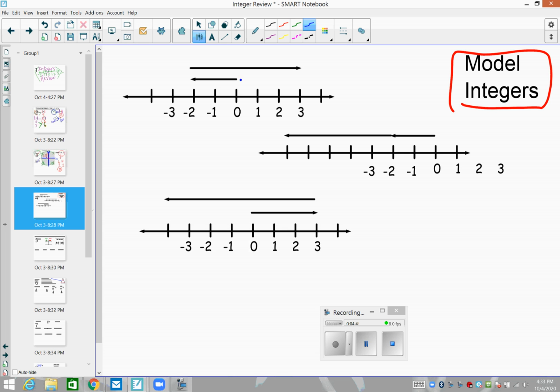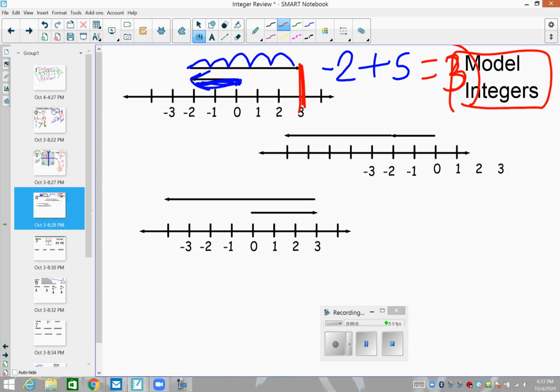Well, we start at 0. We follow the direction. So in this case, we're going to start at 0. We're going to go left 2. Then we're going to go in the positive direction, 1, 2, 3, 4, 5 units. So that's how we would model that. And we can see that we finish at 3. So that's how we would model that example. Start at 0, left 2 plus 5. So -2 plus 5, finishing position is 3.